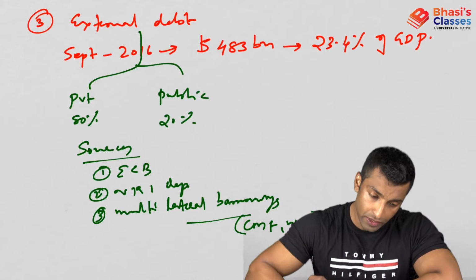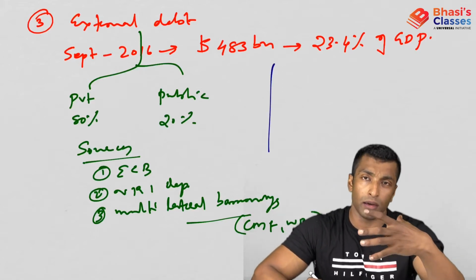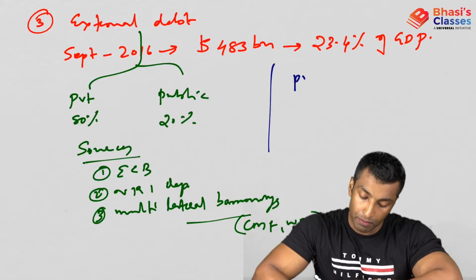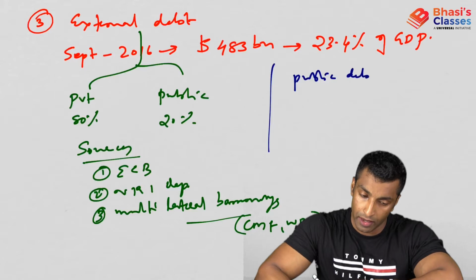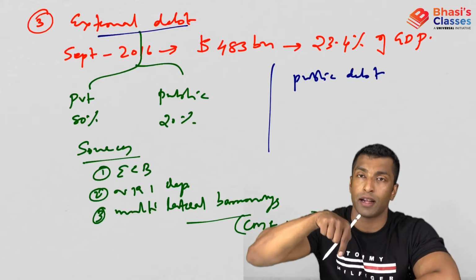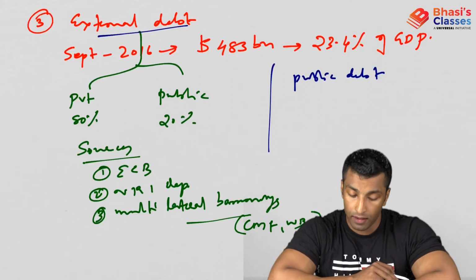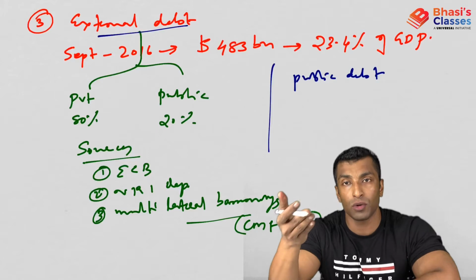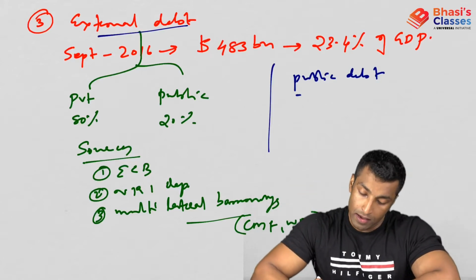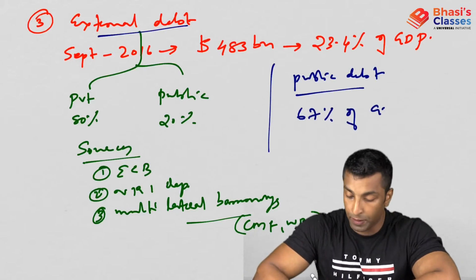All these are sources of external debt. And one interesting fact which I want to tell you is this. I'm just deviating and talking about public debt. Public debt means debt on government. This is debt on government, and external debt is debt on the entire country from outside. Okay, so which one will be more? Actually public debt is more. It is around 67% of GDP.